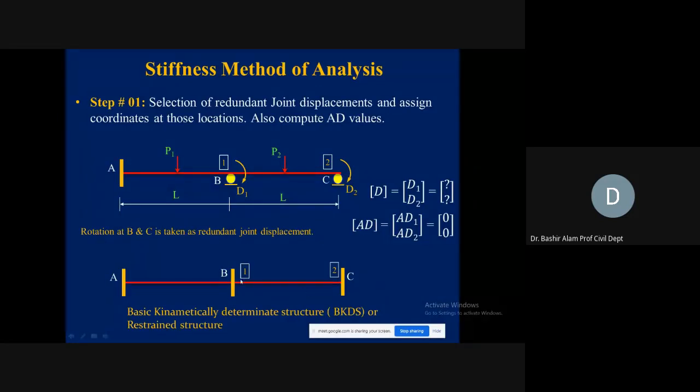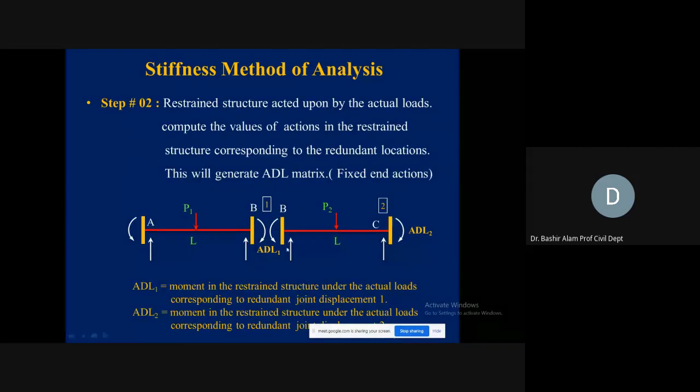And from this, when we restrain this, D1 correspondingly in the actual structure, we are looking for the corresponding action, and corresponding to D2 also, we are looking for the corresponding action, which are the moments in this case, which are 0. So we complete this: AD1, AD2 is equal to 0, 0. Now, next we will be generating the ADL matrix. So ADL matrix is this one.